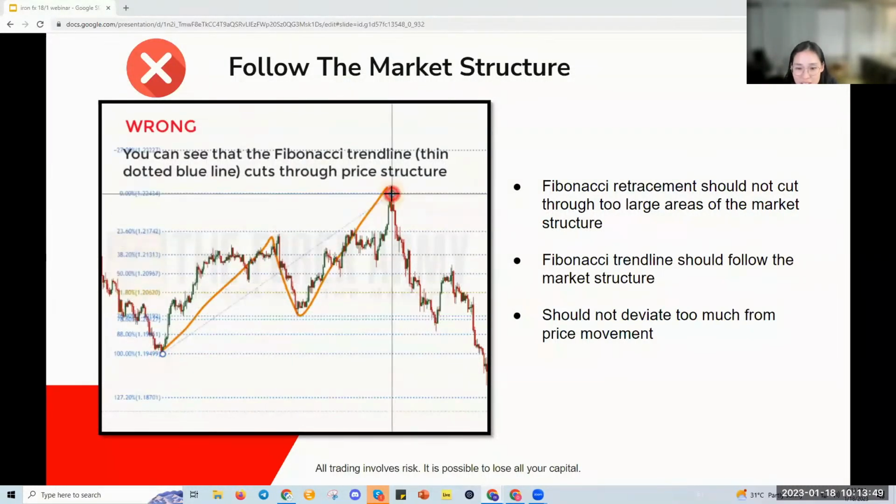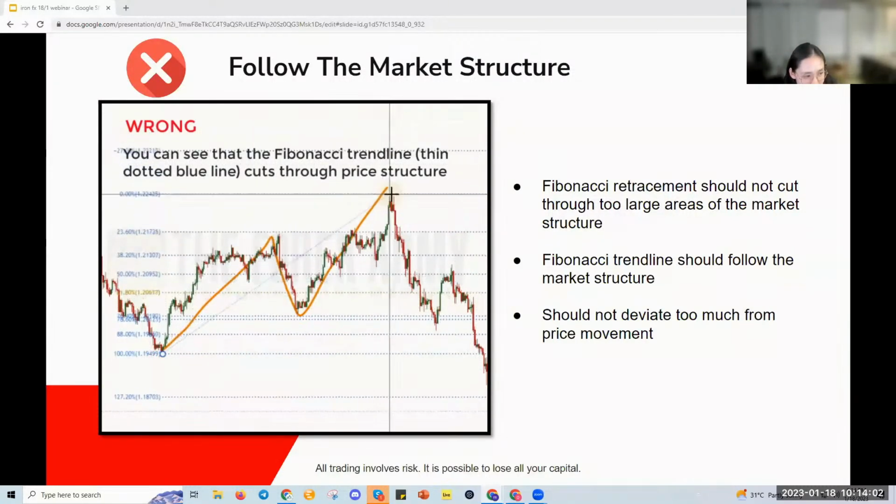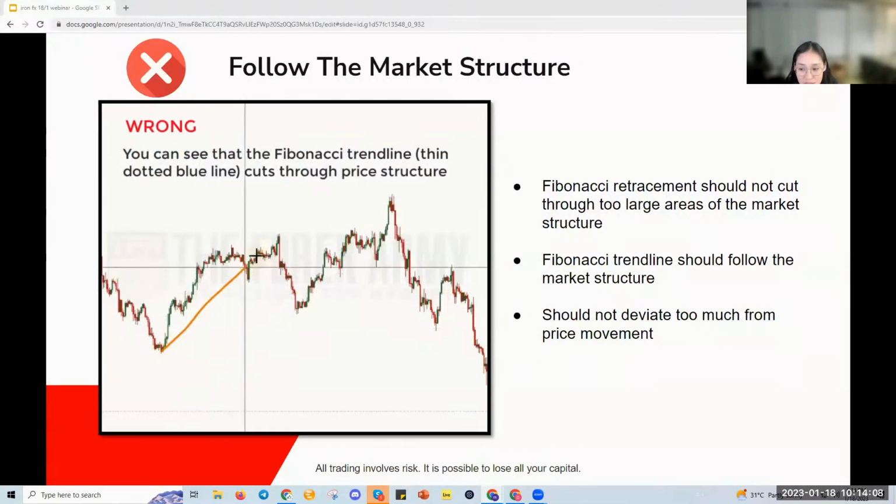Okay, let me just check. I'm just checking the chats to see if we have any questions. Okay, someone asked what time frame should be used. I'll get into that in a second, but mostly we want to use the larger time frames so that there's less noise when you're trading.